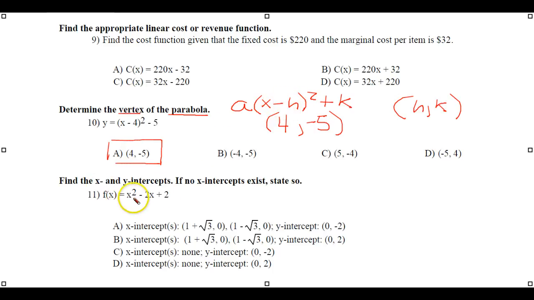Okay. Now here we're asked to find the X and Y-intercepts. If there are no X-intercepts, state so. Well, we had mentioned earlier, make a T-chart. And in order to find the X-intercept, we say that y is 0. And we'll get to that shortly. But let's do the Y-intercept. If X is 0, what is y? So if X is 0, this is going to be a +2.